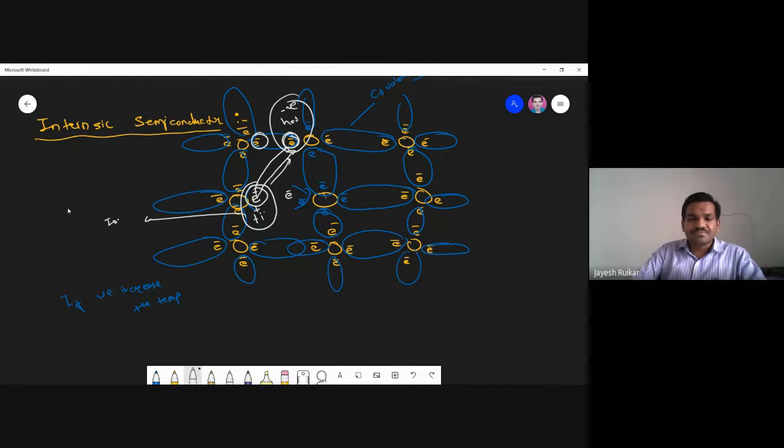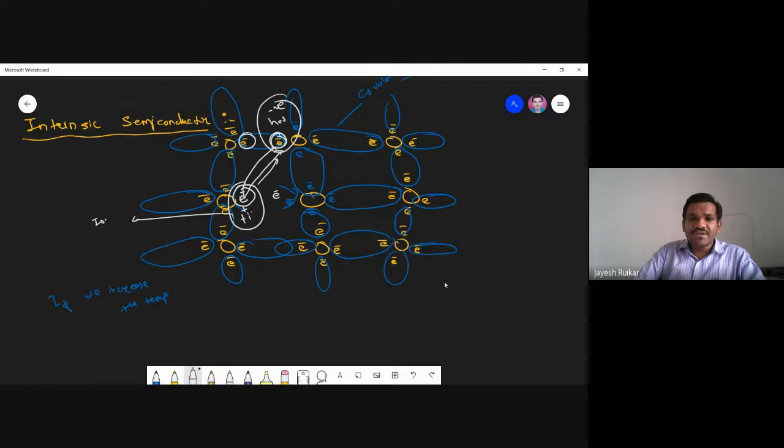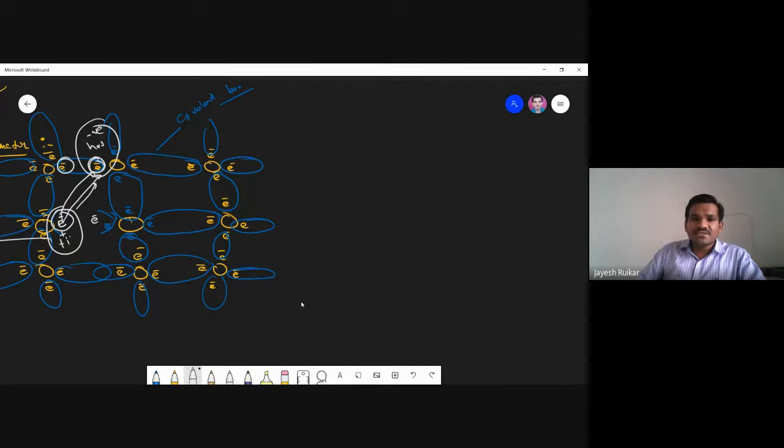So that is what I'm talking about. And when we talk about these energy bands, this is my valence band, EV, I will write it here, EV, that is my valence band, and this is my conduction band.